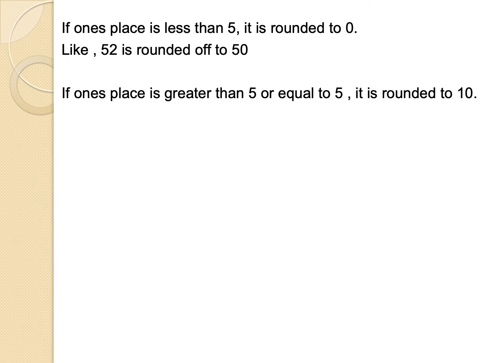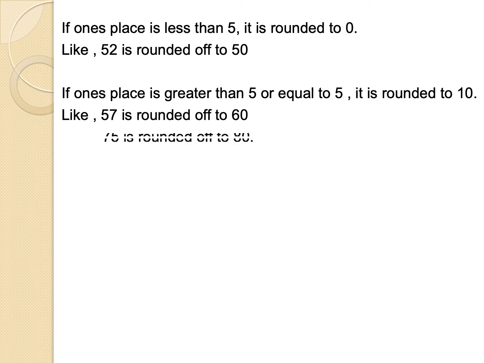If ones place is greater than 5 or equal to 5, it is rounded to 10. Like 57 is rounded off to 60 because 7 is greater than 5, so it is rounded off to next higher number. So 57 will be rounded off to 60. Similarly, 75 is rounded off to 80.